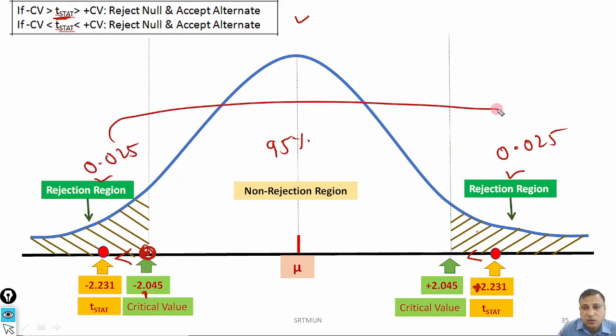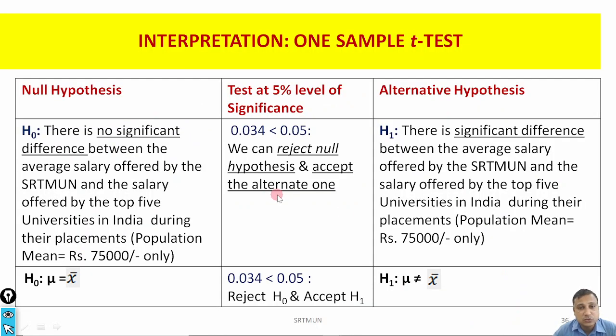0.025, and altogether it becomes 0.05. So all this part we have discussed in the previous lecture too. Here my only concern is to make you familiar with that. How can we accept or reject the null hypothesis? Fine, I hope you understood this.